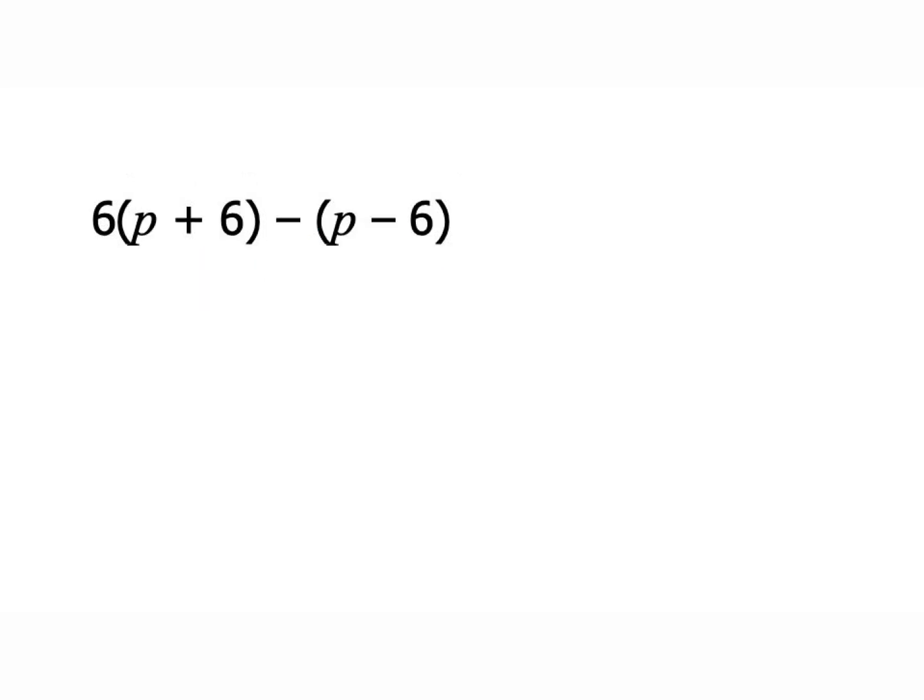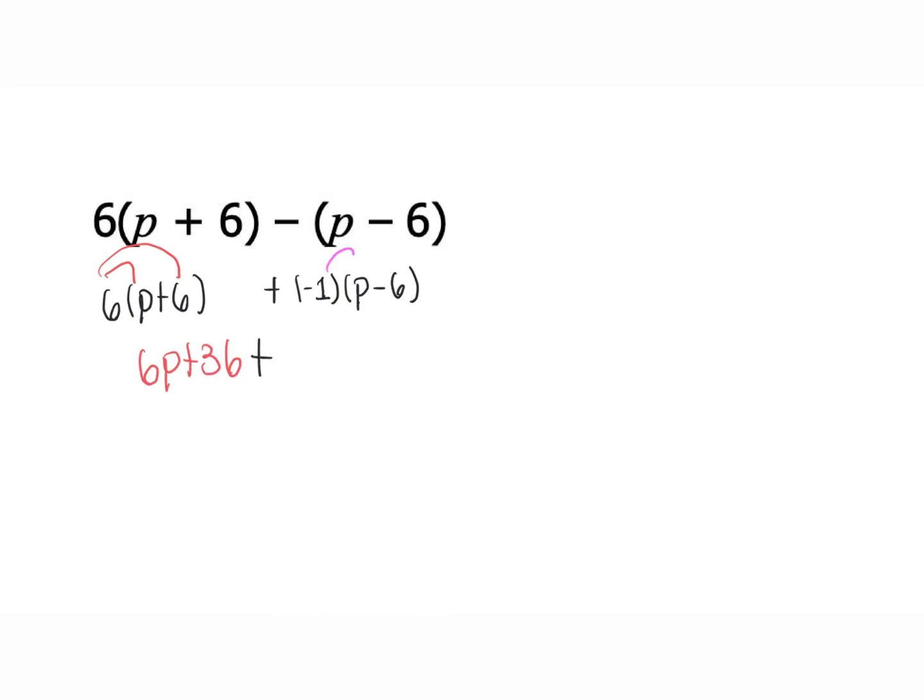Here we have 6 times p plus 6 minus p minus 6. We're going to rewrite this again as a plus negative 1 times this parentheses to avoid making a mistake later on. Now we're going to go ahead and distribute. First we'll distribute the 6. So we have 6p plus 36. We keep our plus sign. Then we're going to distribute the negative 1.